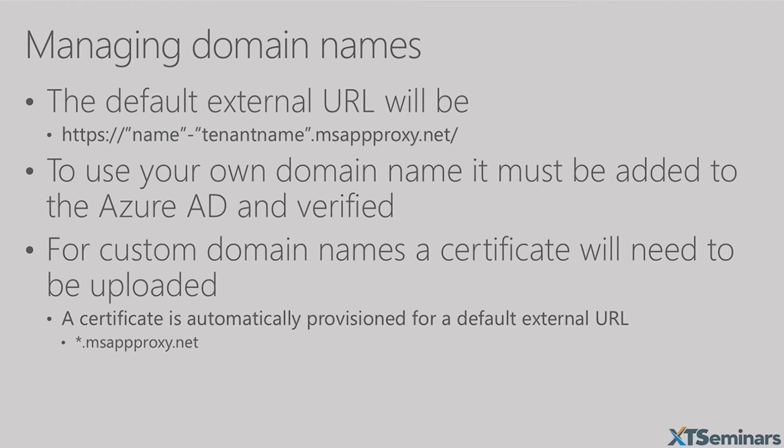And you do that via text records. So it'll tell you what text records to add, and you'll go off and add those, and then it'll accept that as that you own that domain. If you do that, you will then have to set up your own certificates into Azure. Right? There is a default certificate, which is star.msapproxy.net, so the default URLs can all use HTTPS, and there's a certificate available for them.